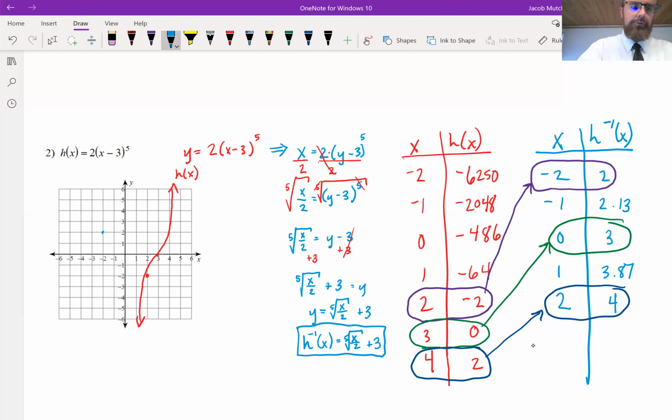-2 is at the value of 2. -1 is 2.13, so rising up a bit. 0 is at 3. That's got to be our inflection point. 1, 3.87. And then 2, 4. So we're ready to graph this one. And we'll label that the inverse of h of x. Let's just check graphically that that looks like a good pair of inverses by plotting the identity line.